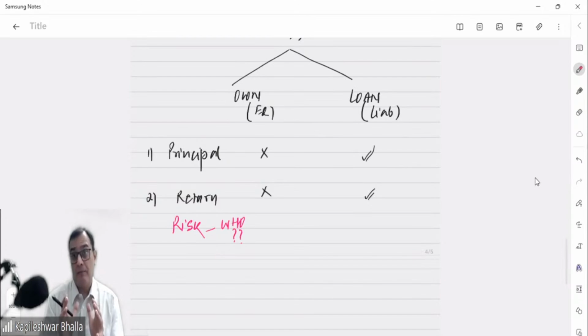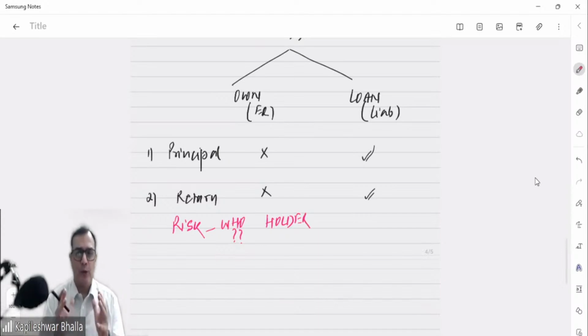So if my company issues an instrument and I tell the other person that I don't have an obligation to pay you principal, I don't have an obligation to pay you the return, then it is the risk of the holder. Exactly. The risk is indirectly taken by the holder.